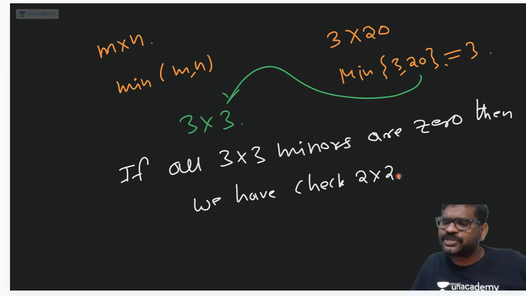Minimum of 3 comma 20 is 3. Why not 2? How will it become 2? Of both 3 and 20, the minimum is 3.